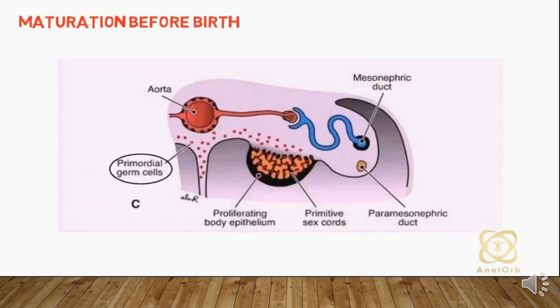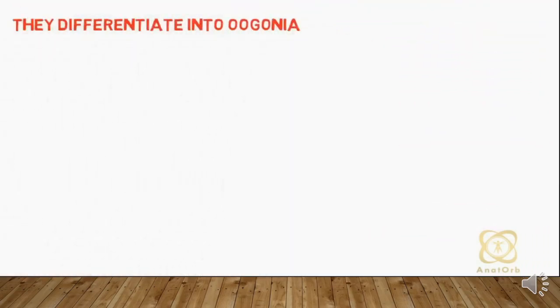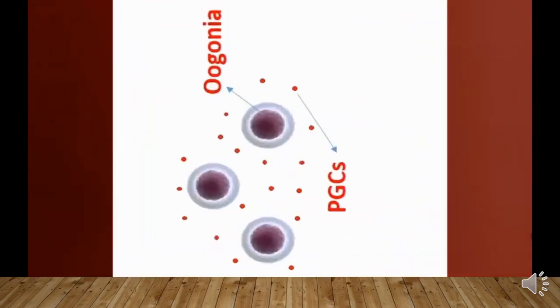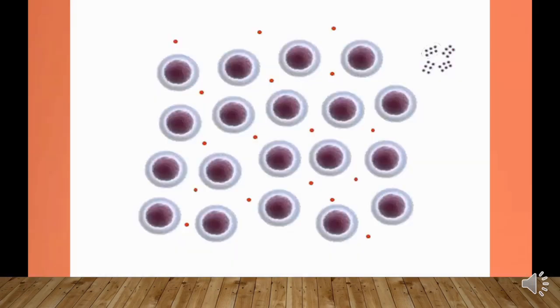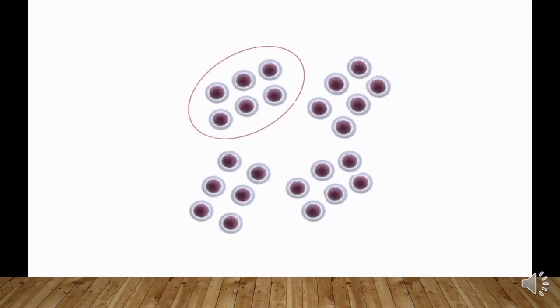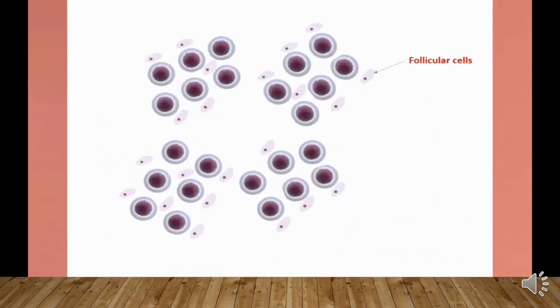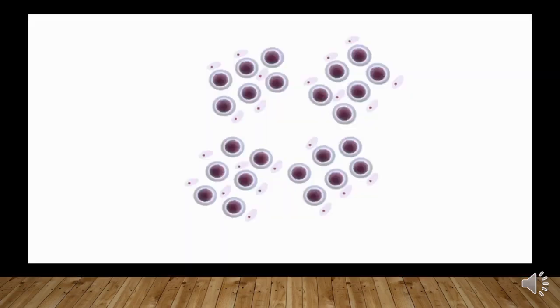Once primordial germ cells arrive in the gonad of a genetic female, they differentiate into oogonia. Once oogonia are formed, they undergo a number of mitotic divisions, and by the end of the 3rd month, the oogonia become arranged in clusters surrounded by a layer of flat epithelial cells known as follicular cells. These follicular cells originate from the surface epithelium covering the ovary.